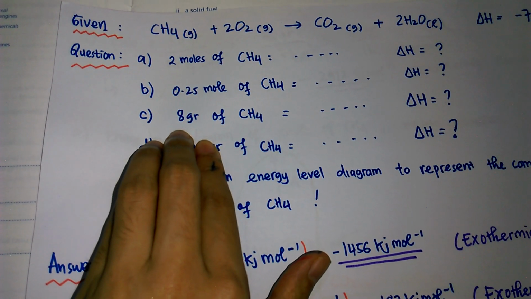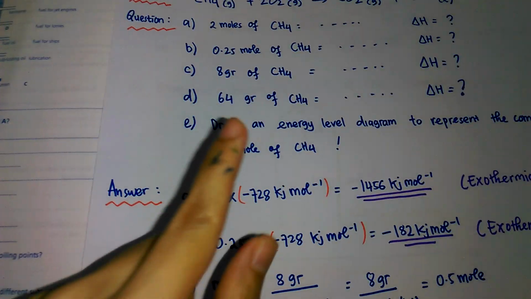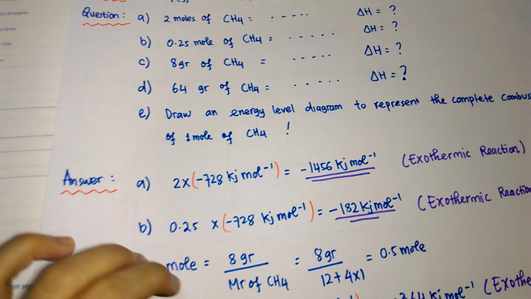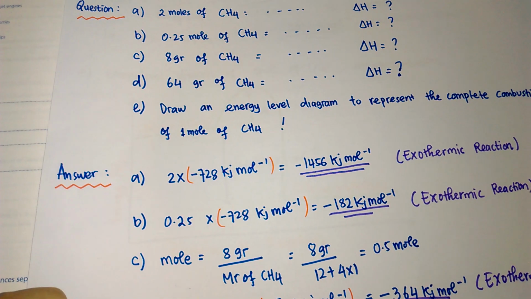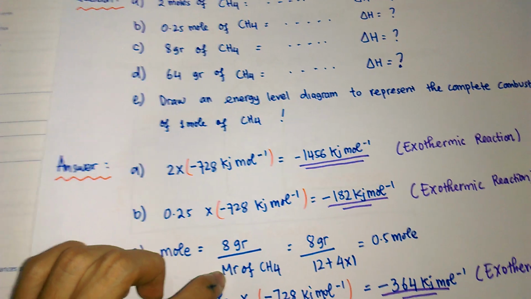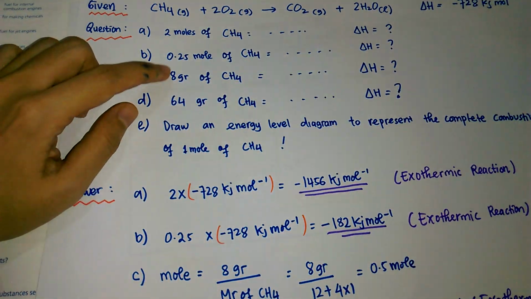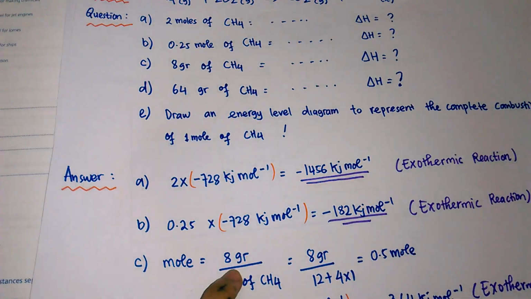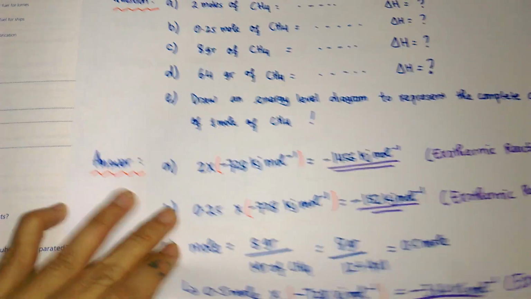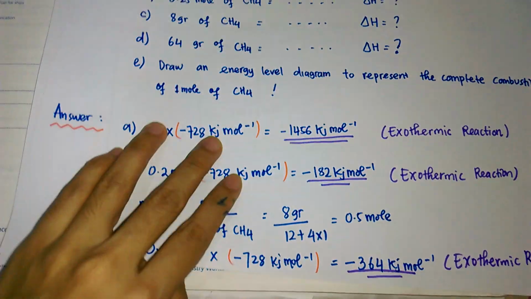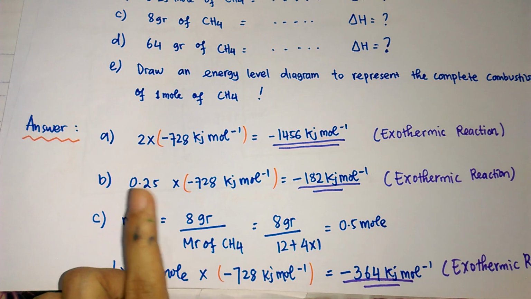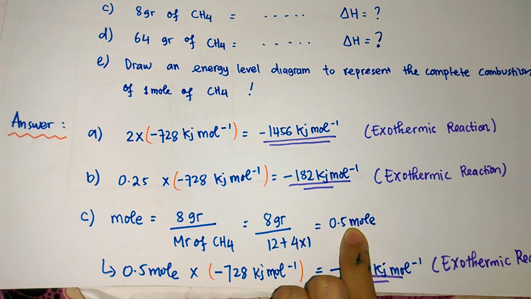How if we have 8 gram of methane? Then you need to convert gram into mole. I believe you still remember the mole calculation. That's true. Mole equals mass in gram over relative molecular mass. So we need to calculate the mole of CH4 here. We have 8 gram over the Mr of CH4. You need to check your periodic table, yeah. So 12 plus 4 times 1. So the answer is 0.5 mole.